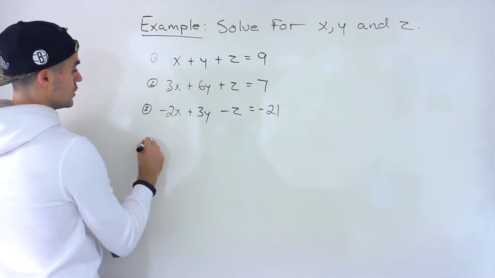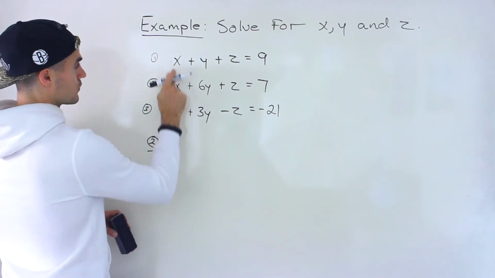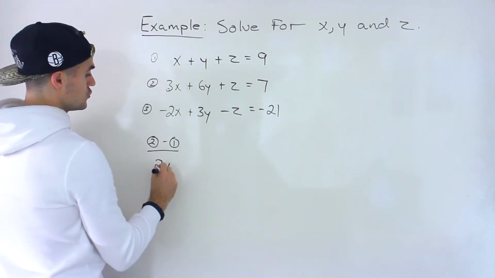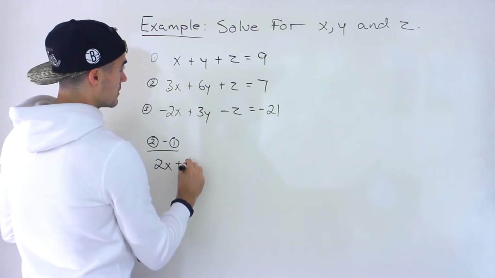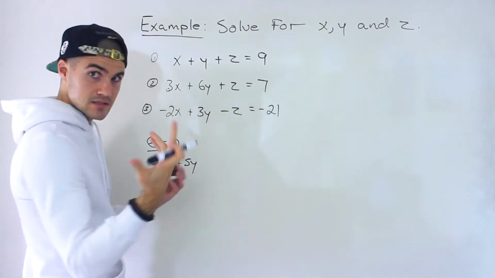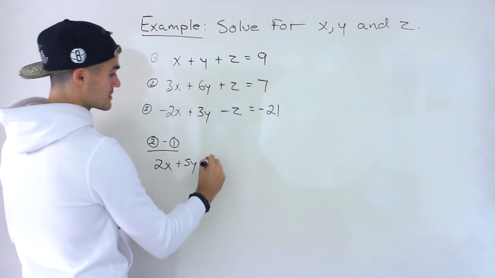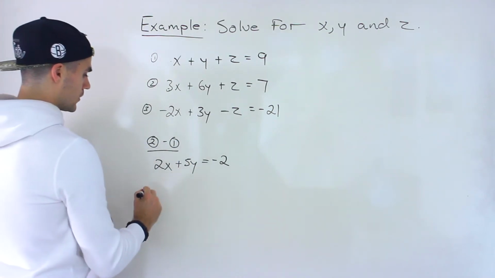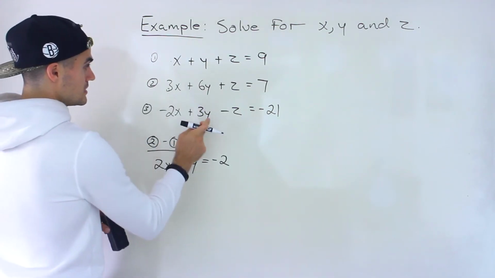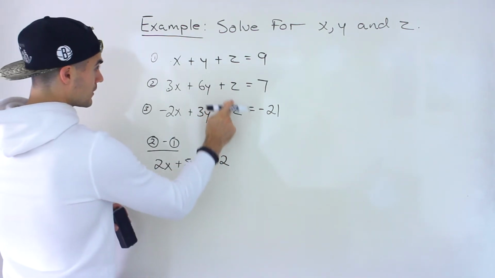So if we do equation 2 minus equation 1, we'll go 3x minus x, which gives us 2x. Then we'll do 6y minus y, which gives us 5y. z minus z is 0, as we wanted. We want to get rid of the z's. And then 7 minus 9 gives us -2. So we got one equation there. And then with these two, let's just add them to get rid of these z values.